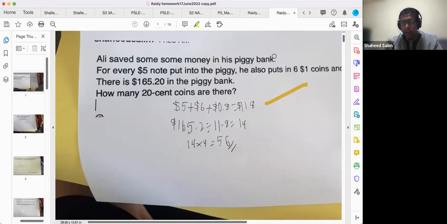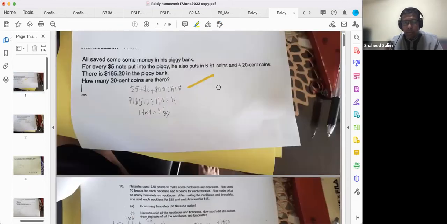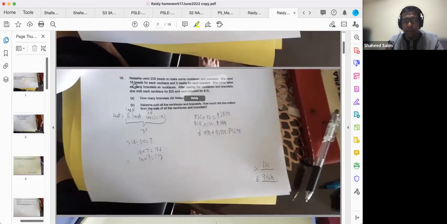So down here, $5 note, $6.84. Yes, down here is 1180. Well done. Then once it says divide 1180, you get 14 sets. Okay, how many 20 cents? Yes, correct. Well done. Okay, this one's easy. I think you've gotten it already. Then this one now.